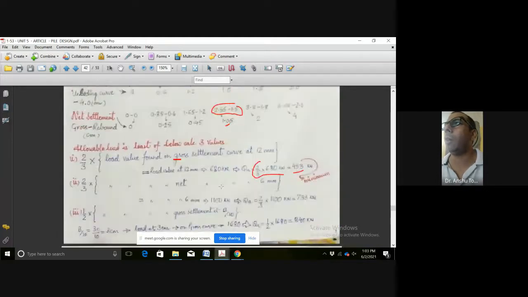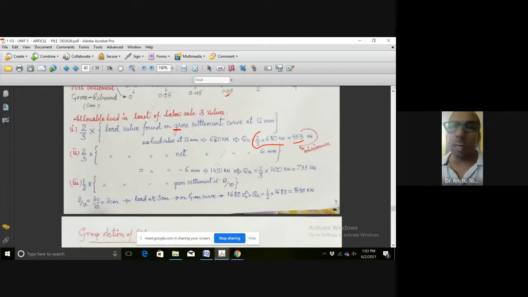Let us see what we have got here. So we have got 1100 kilonewton, a little less than 1125 kilonewton. 1100 kilonewton is the value which we are getting on the net settlement curve corresponding to the 6 mm settlement. And 2/3 of 1100 kilonewton is going to give us the value of the ultimate bearing capacity of the pile. So that is why it is being done here like this. So 2/3 of this, we have got 733 kilonewton.